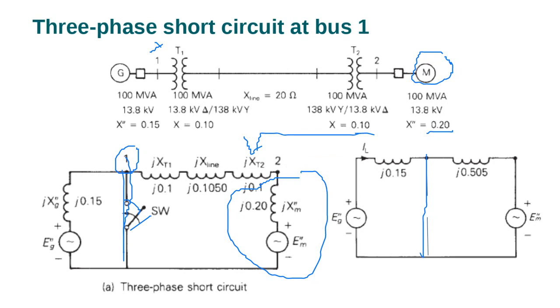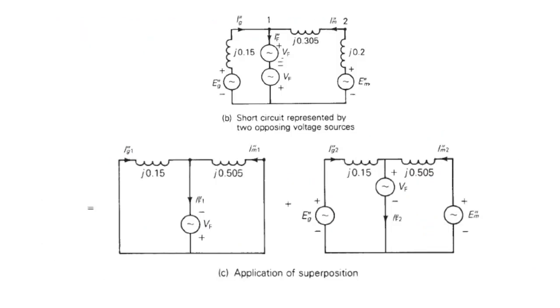So we just add all these, 0.1 plus 0.105 plus 0.1, on one side, and 0.15 on the other side, and these are the voltages. When we say fault, it means to ground, all the way to ground, like this. So this is now a simple circuit with voltages. What do we want to find? We want to find the currents. To find the currents, we use superposition.